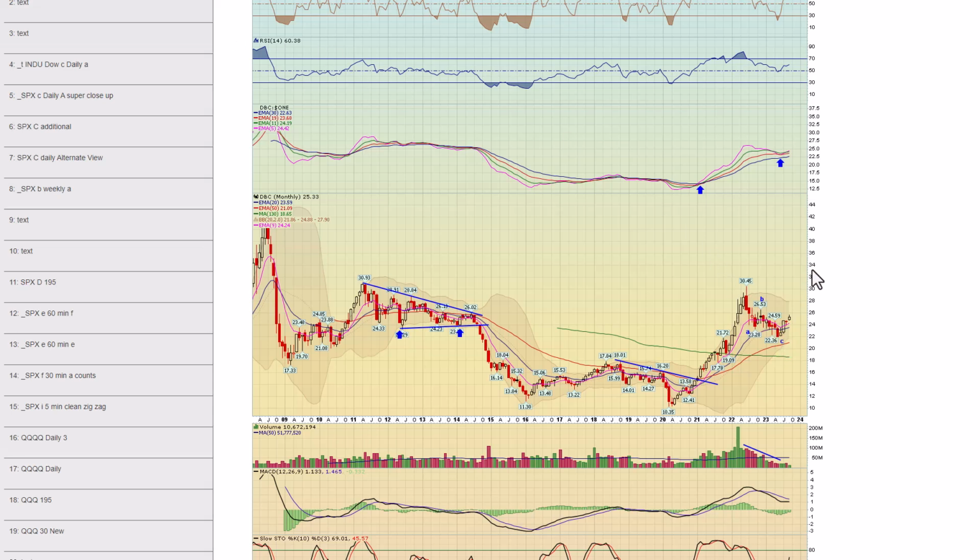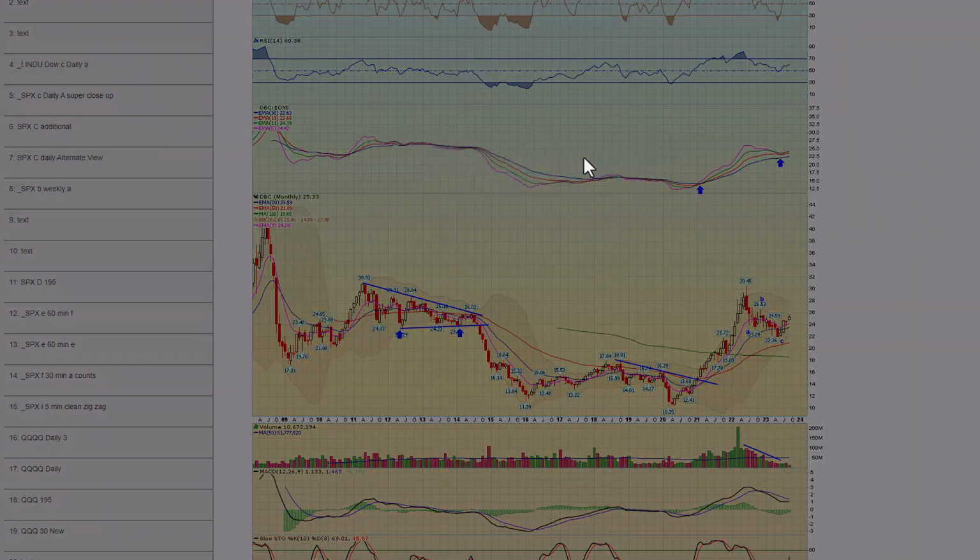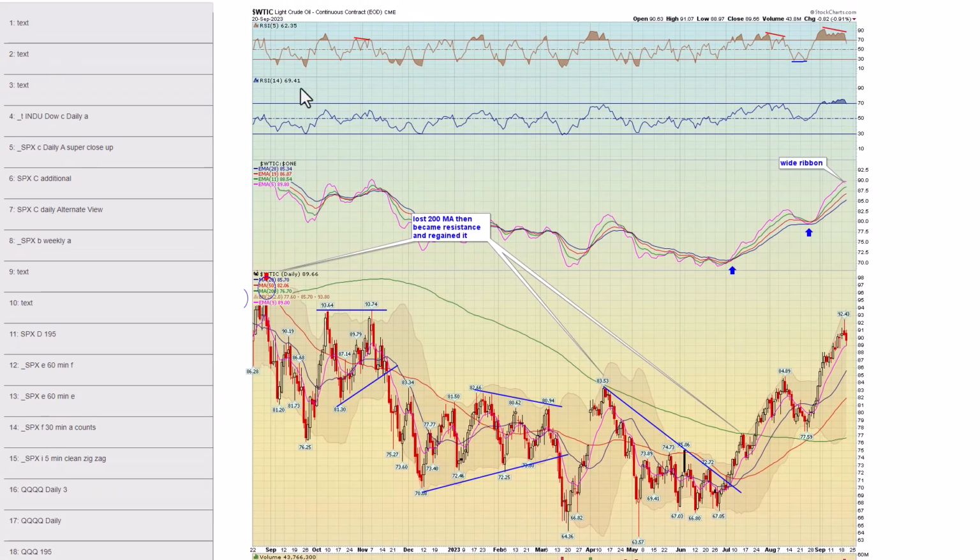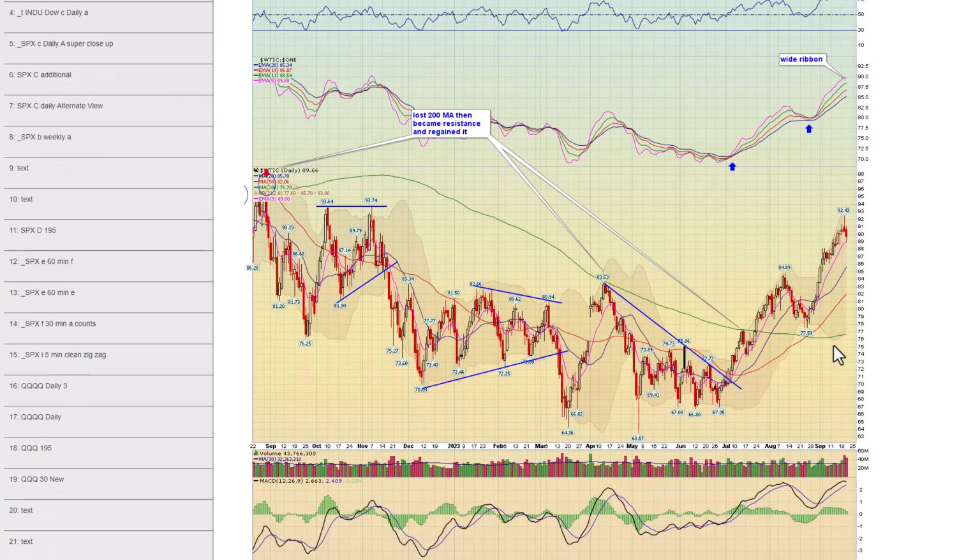I think this eventually goes to new highs. Next, chart 51, crude oil, finally a little pullback, but again, it's still holding the 9 EMA. It's got to lose that. But again, you can see the very wide moving average ribbon, the little RSI divergence. So it is quite extended here.